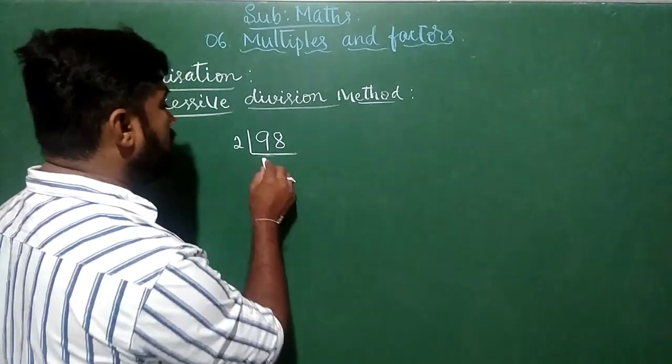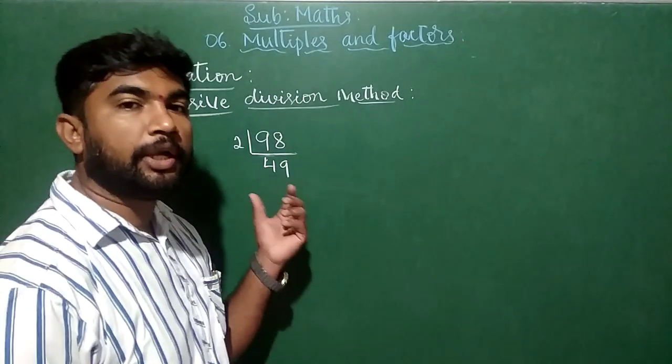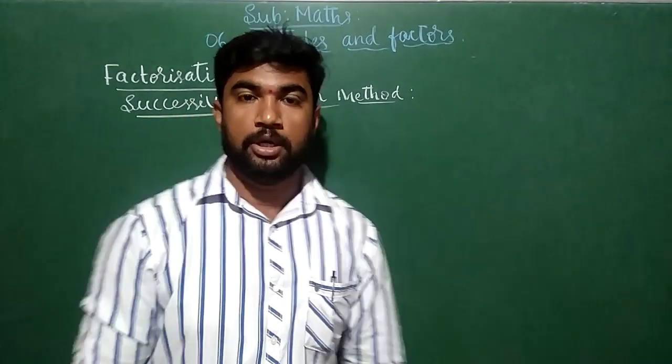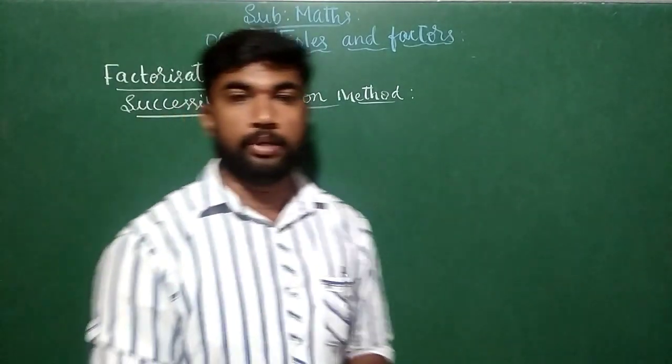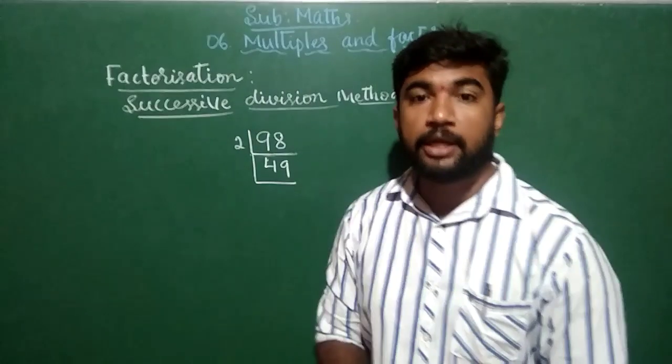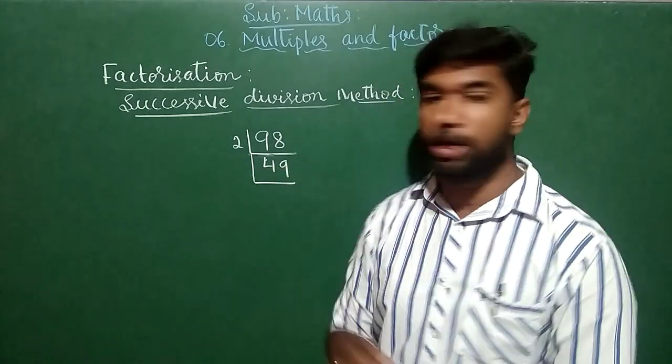2 49 is 98. Okay, see again we got here the composite number. Again we need to divide this number by using the smallest prime number. But 49 is not divisible by 2. Why? Because this is an odd number.